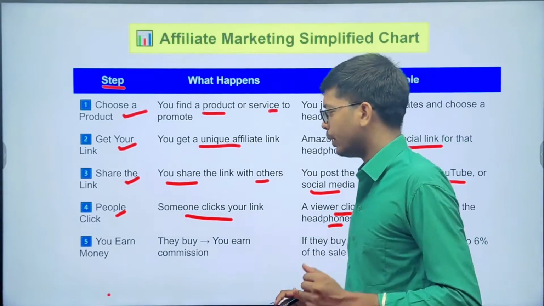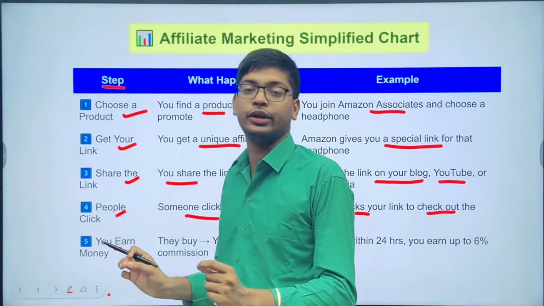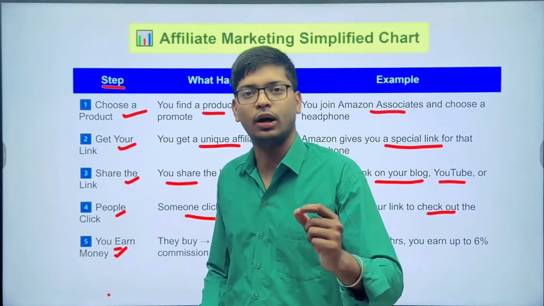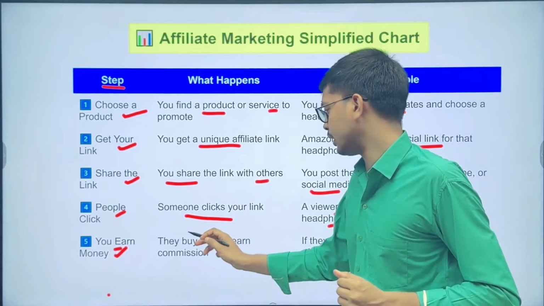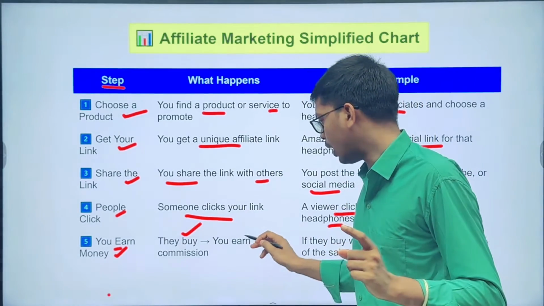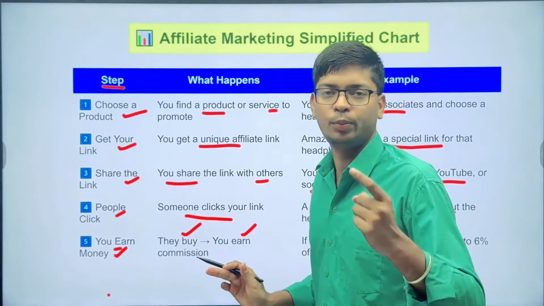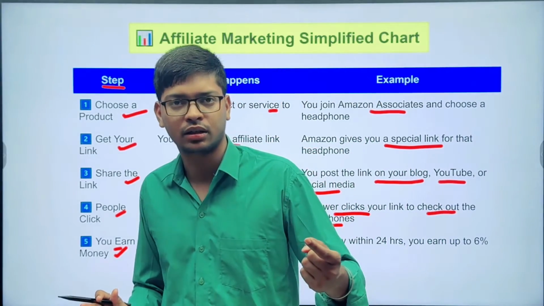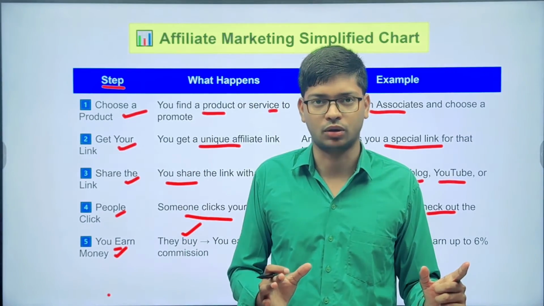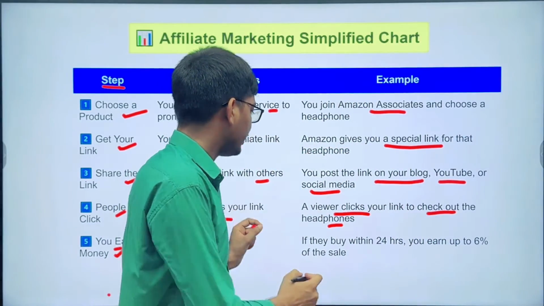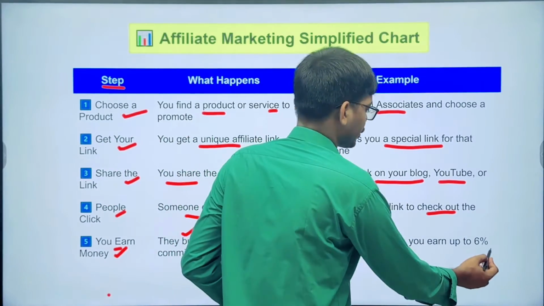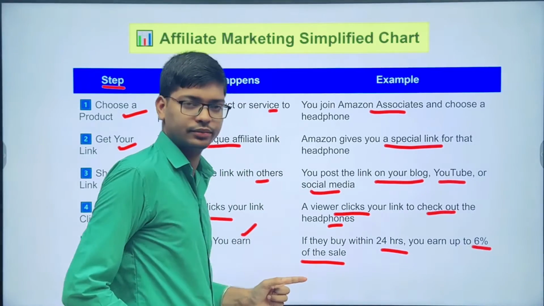The last and most important step is that you earn money. They buy the product from your unique link and then you earn a commission like 2%, 5%, 10%. It depends upon your affiliate program. If they buy within 24 hours, you earn up to 6% of the sale.